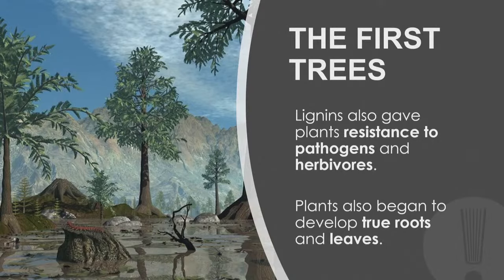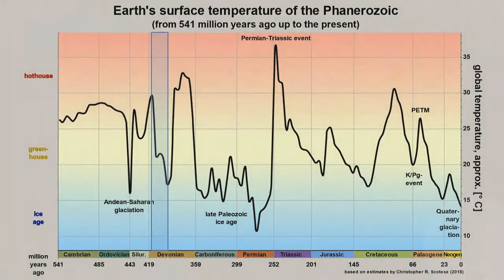Plants also began to develop true roots and leaves during this time. So CO2 levels dropped steeply. The newly evolved forests that started to cover the earth drew a lot of carbon out of the atmosphere. And this carbon was then buried into the sediments. And so we saw a big cooling period during the mid-Devonian, cooled by around 9 degrees Fahrenheit.